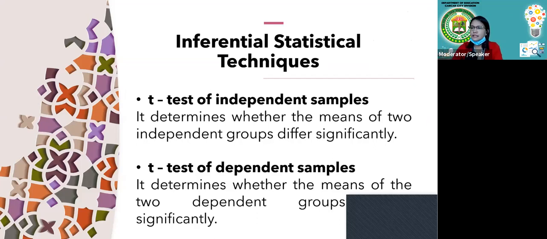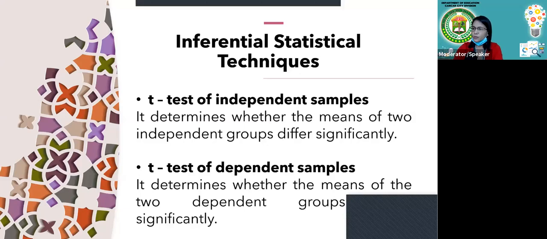Now, what is the t-test of independent samples? It determines whether the means of two independent groups differ significantly. So you have two independent groups. Let's say, for example, you want to check the NAT performance of cluster 1 and cluster 2. They are two independent groups, and you are going to compare whether cluster 1 performs better than cluster 2.